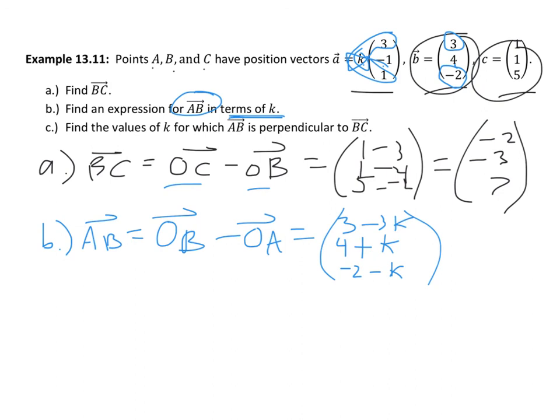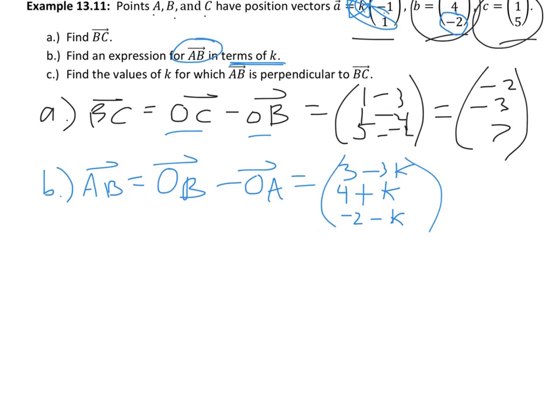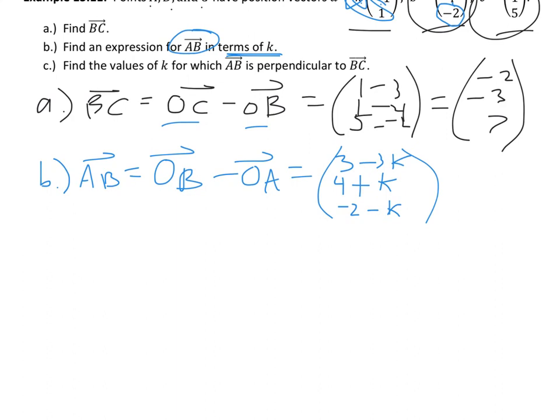Now part C, we're going to take these two things and put them together. Part C of this problem says, find the values of k for which AB is perpendicular to BC. So that means my answer here is going to be a value of k, like k is 2 or k is 5 or k is 17.